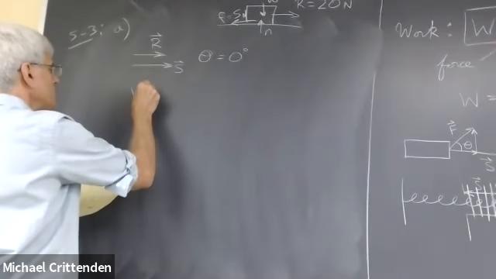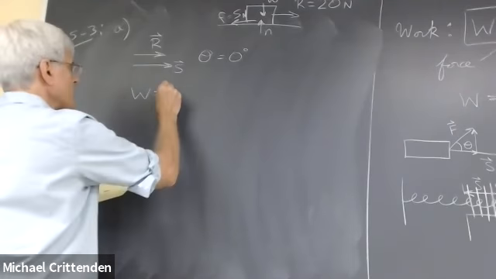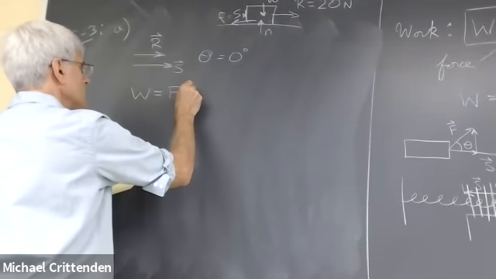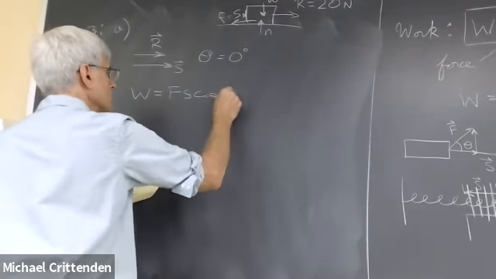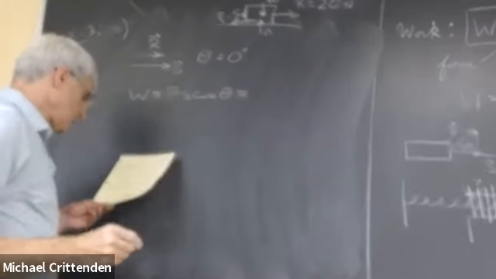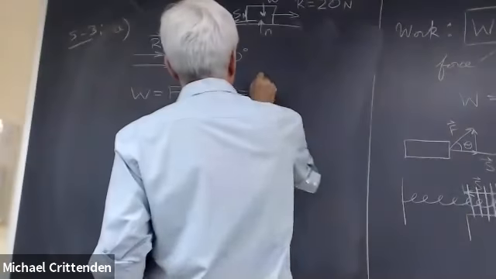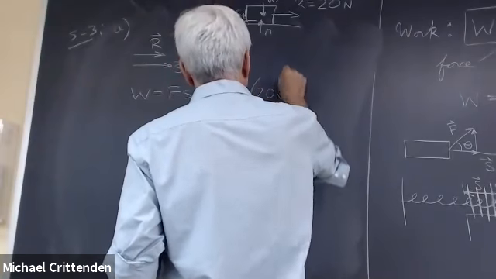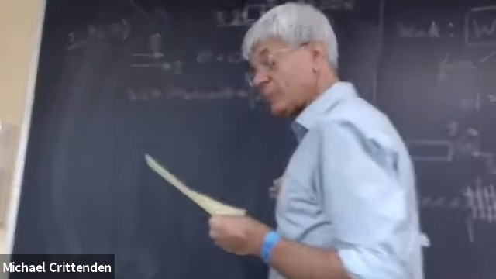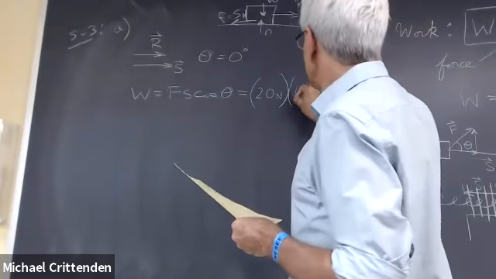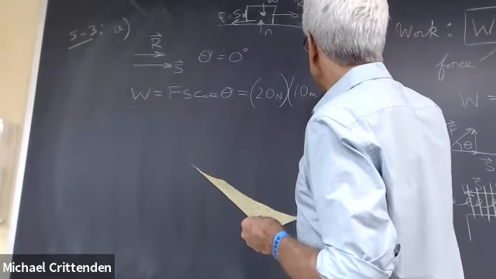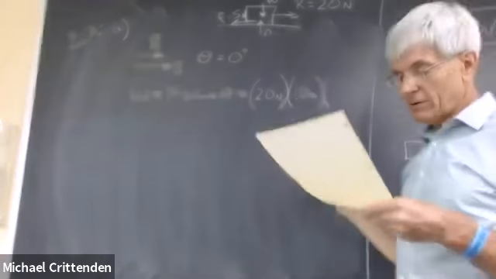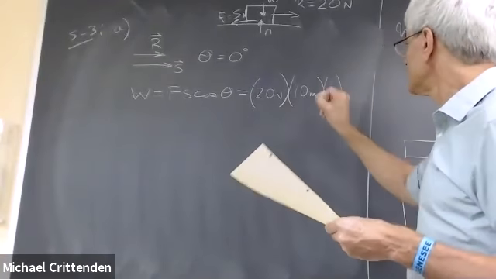So the work done by this force is 20 Newton force. Well, magnitude of the force really is the right way to say it. 10-meter displacement. Cosine of 0 degrees is 1.